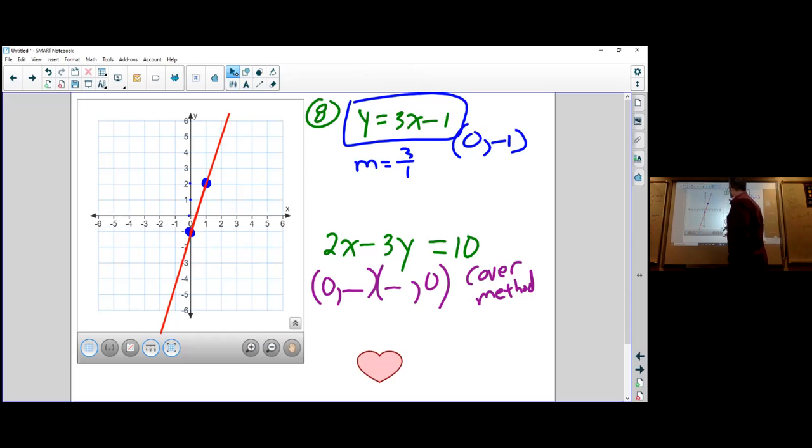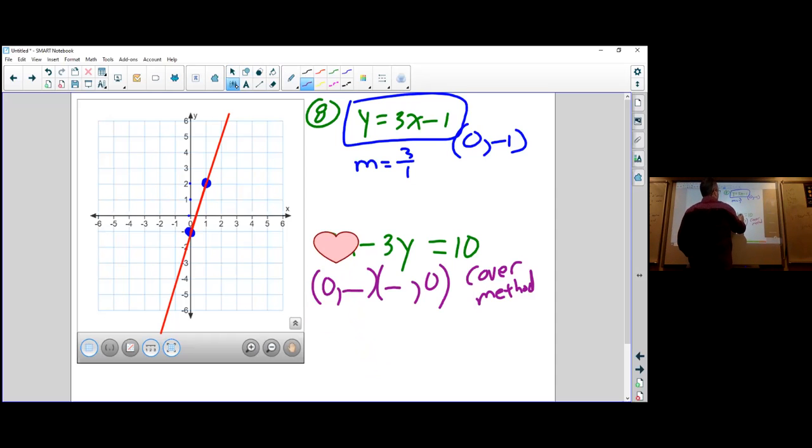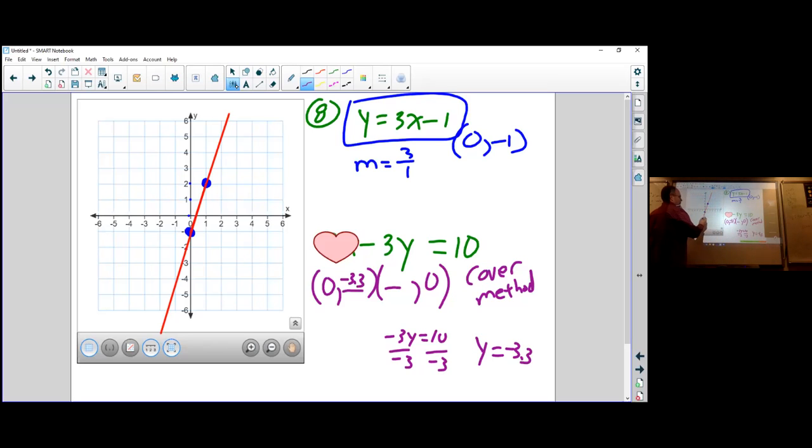All right, so this is an x value. This 0 here is an x value, so I'm going to cover that up. So -3 times what number is 10? Oh, I don't know. So what I'd have to do is, when it's set up this way, it's like saying -3y equals 10. Divide each side by -3. So y equals -3.3. Ooh. So -3.3, 0, -3.3, that's like here.